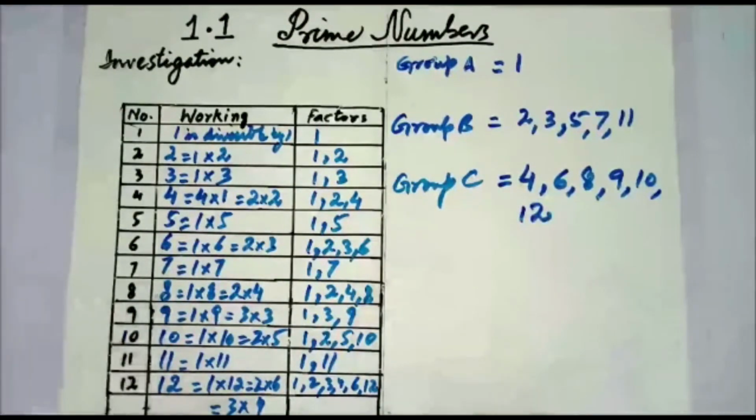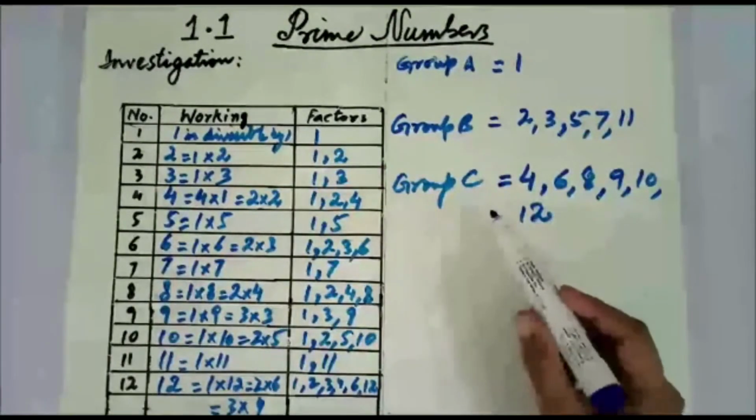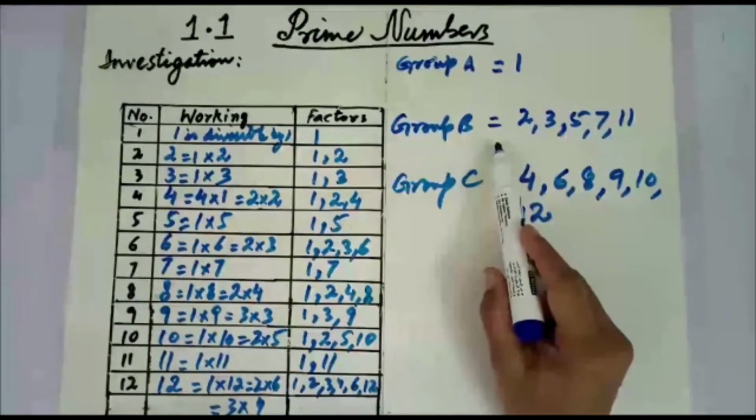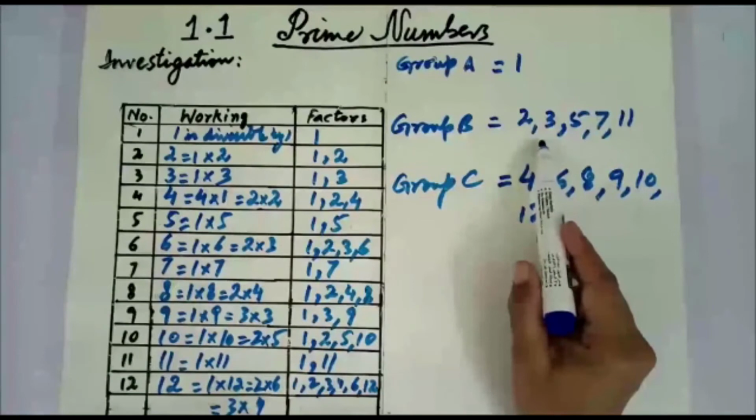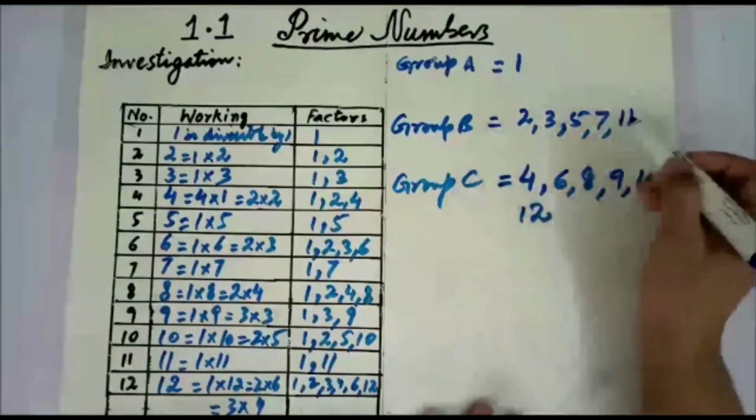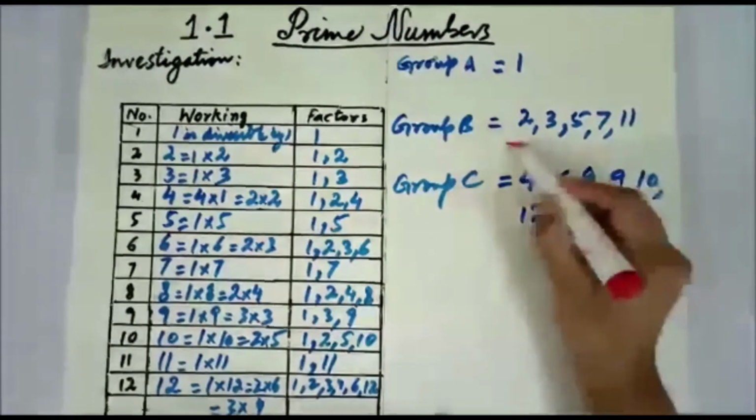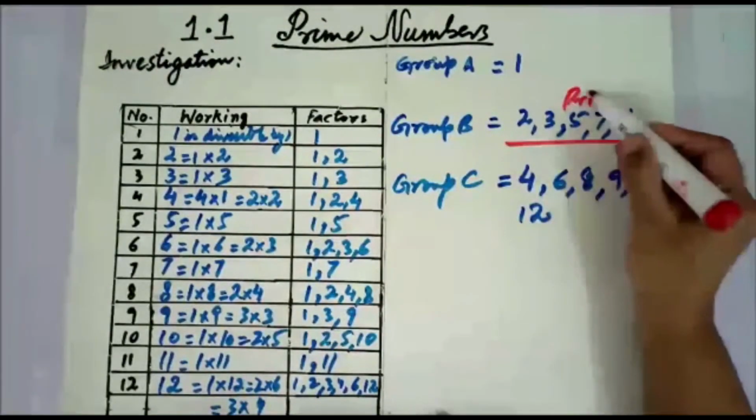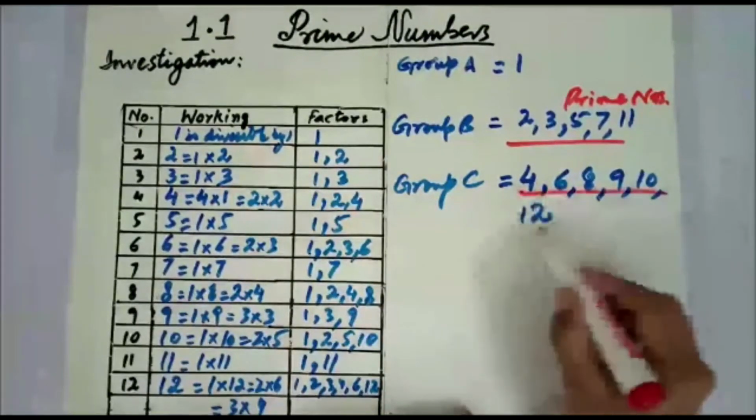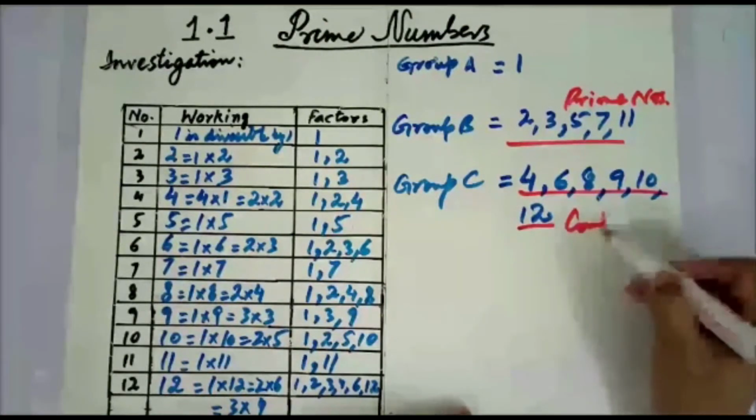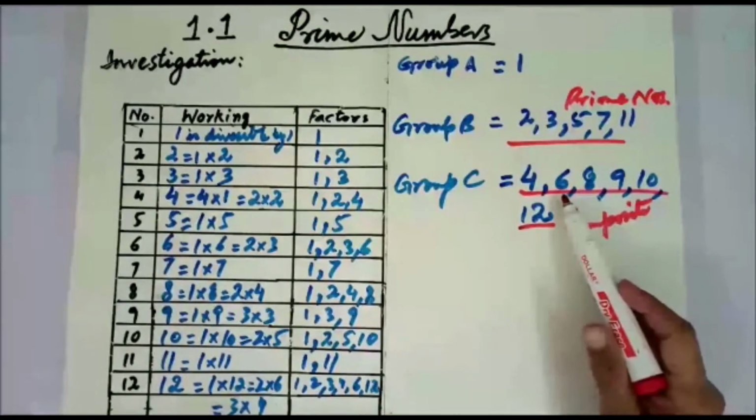So we can classify this table into 3 groups. We will give the name prime numbers to the numbers which have exactly 2 factors. So group B will be prime numbers. We will write here B as prime numbers. These are prime numbers. And group C is called composite numbers. And what are composite numbers? The numbers which have more than 2 factors.